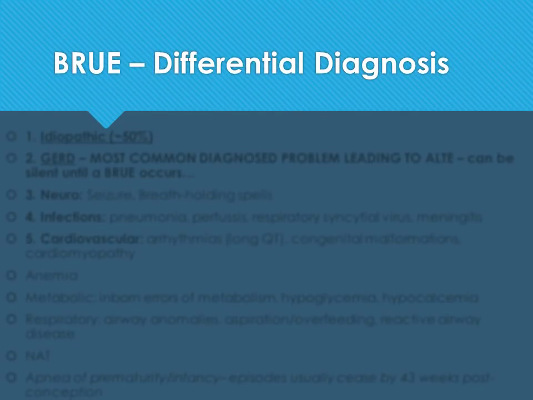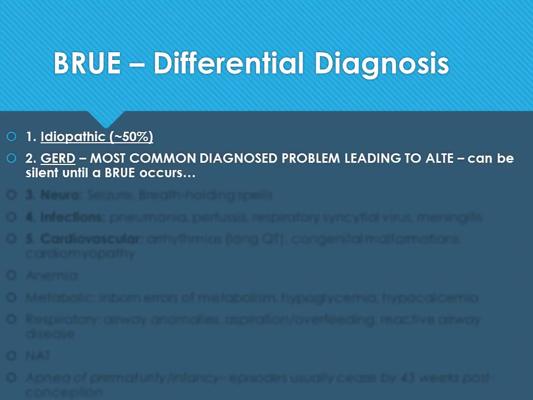The differential is pretty broad. About 50% of the time, it's idiopathic, meaning we have no idea what caused it. GERD is the most common diagnosed problem leading to an ALTE or a BRUE. It can be silent until a BRUE occurs, meaning the parents don't even realize that their infant has reflux. And then suddenly their infant goes floppy or becomes unresponsive, seems like they're not breathing well. The parents get very concerned that the infant is dying. And it turns out that they've had this underlying GERD that just hasn't been treated or managed yet.